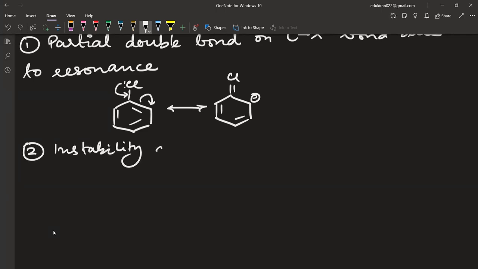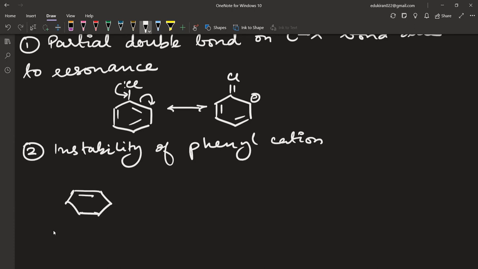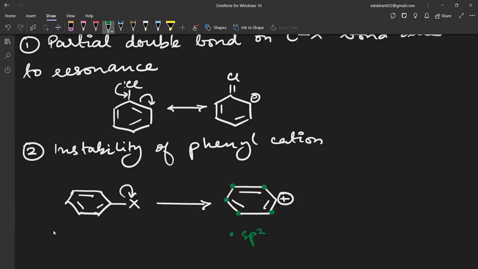Instability of phenyl cation. Now, when we have a benzene ring attached to chlorine or any halogen atom, then this bond has to break, right? If this bond is going to break, then we will get a positive charge here. Now, this positive charge is surrounded by carbon atoms. All of these are sp2. sp2 is high in electronegativity. If it is high in electronegativity, it will abstract more and more electron. If it is abstracting more and more electron, it is not going to stabilize this. So this is going to be unstable.